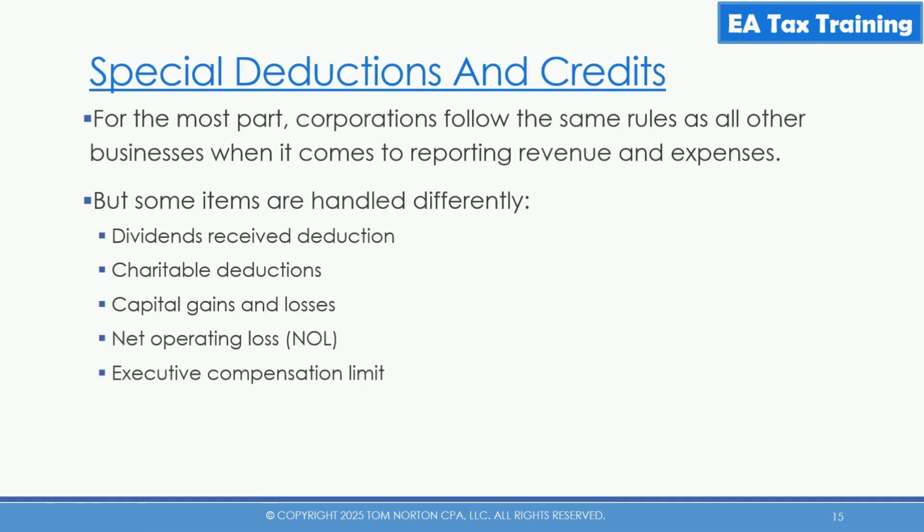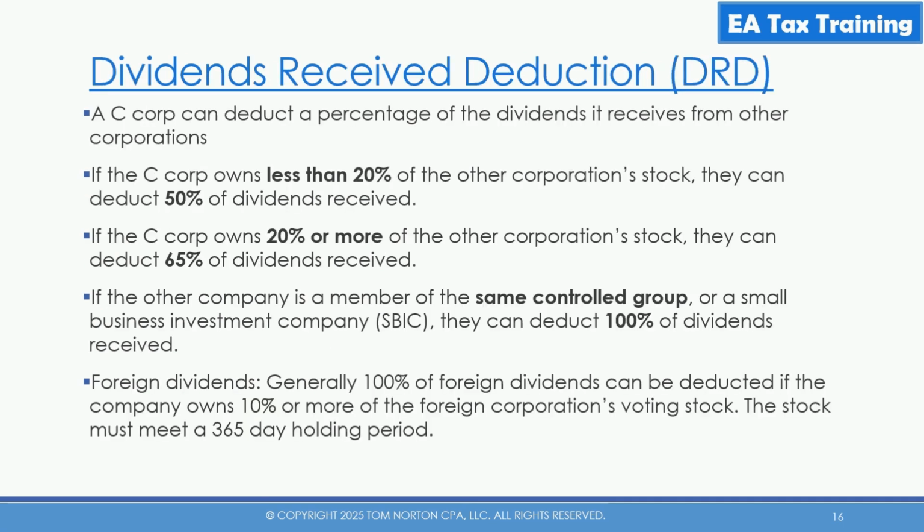Special deductions and credits. So for the most part, corporations are going to follow the same rules as all other businesses when it comes to reporting revenue and expenses. But there are a few items that are handled differently. So we are going to look at each of these. We've got the dividends received deduction, charitable deductions, capital gains and losses, net operating loss, and executive compensation limit. So first, the dividends received deduction.